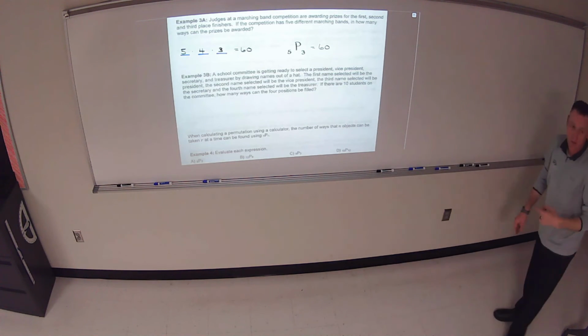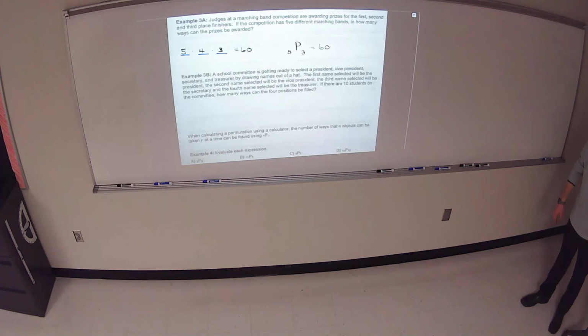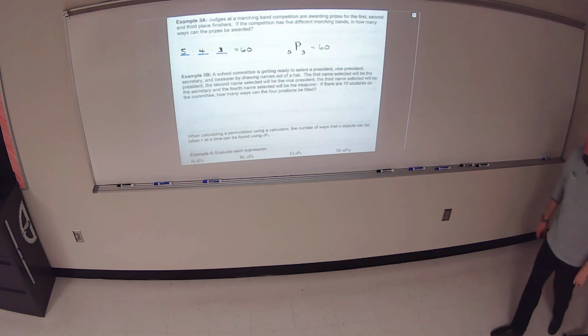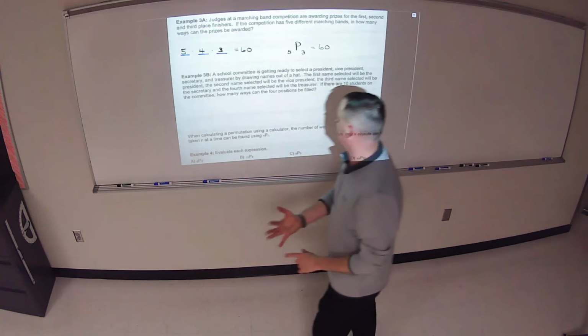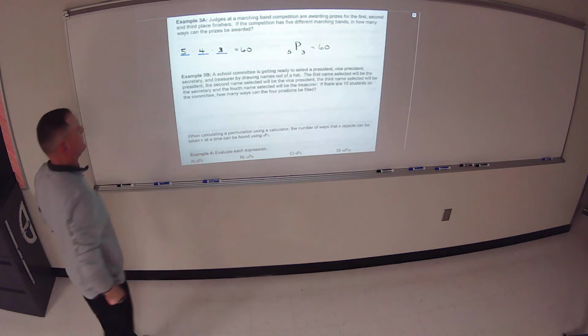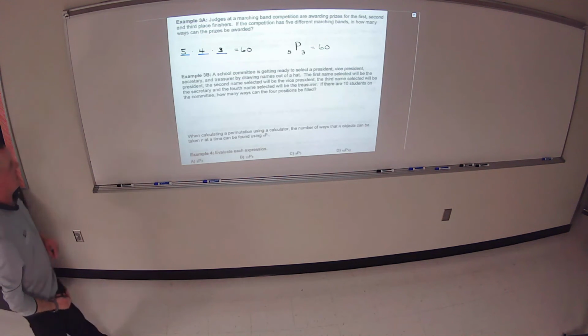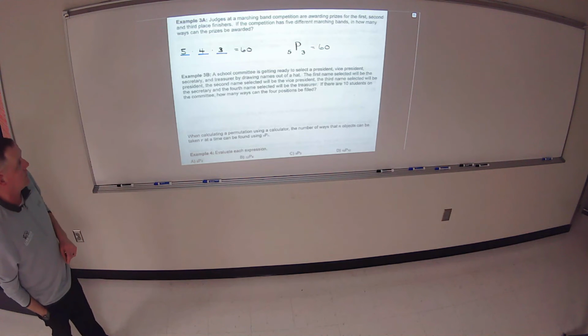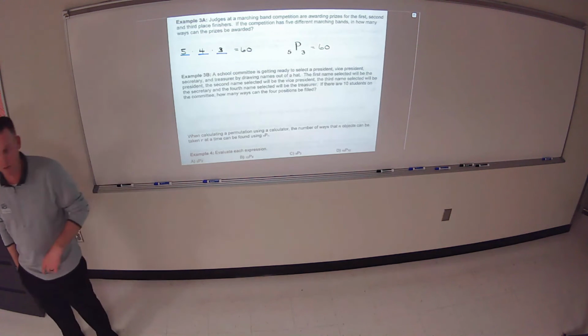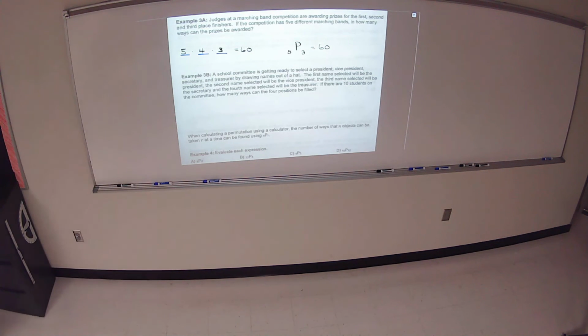So, you guys try example 3B. School committee is getting ready to select a president, vice president, and secretary and treasurer by drawing names out of a hat. First name selected will be the president, second name selected will be the vice, third name will be the secretary, and fourth will be the treasurer. If there are 10 students on the committee, in how many different ways can those 4 positions be filled?